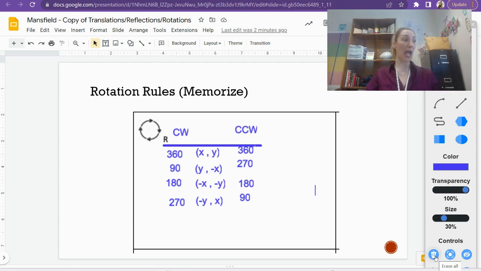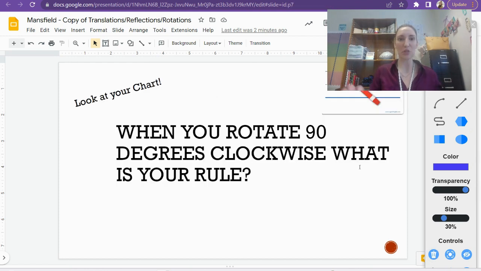Let me show you how these can be asked and will probably be asked not only in class quizzes but also on the STAR test. So here we go. Look at the next one here. Look at your chart to answer those questions. When you rotate 90 degrees clockwise, what is your rule? So look at your chart. Look for clockwise. Look at the side that has clockwise. I'm not going to put it on the screen. You have to look on your paper now.